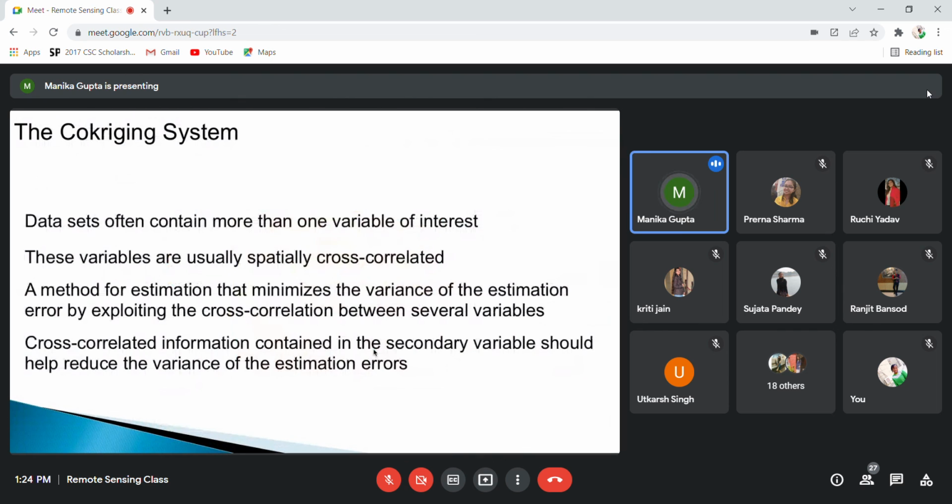And the last is your co-Kriging. When we are saying co-Kriging, that means we are not relating only one variable. Instead, we are basing our estimation on maybe 2 or 3 variables. So that is your co-Kriging. I'm not giving the mathematical part of this co-Kriging here. I'm just telling you what it is.